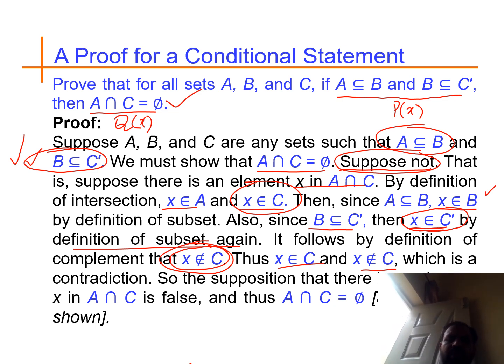A proof of conditional statements. We give here a proof that for all sets A, B and C, if A is a subset of B and B is a subset of C, then A intersection C is equal to the empty set.